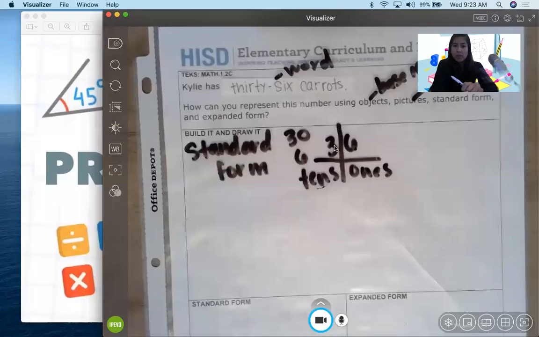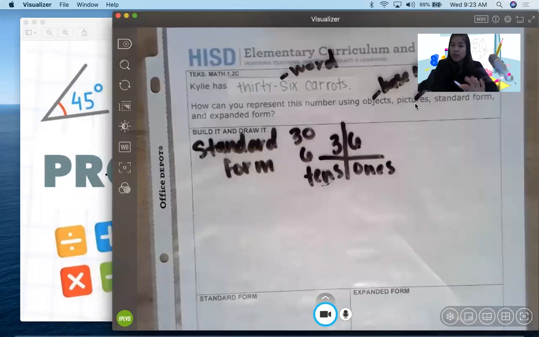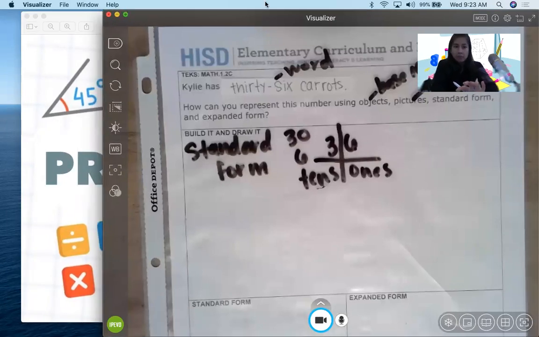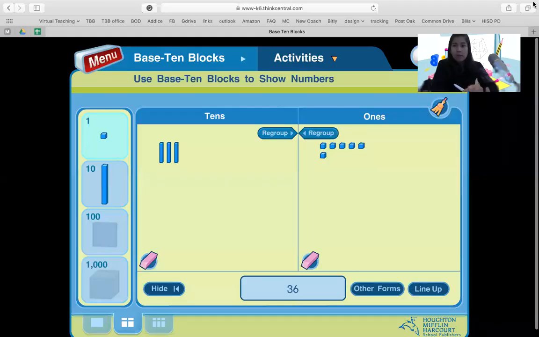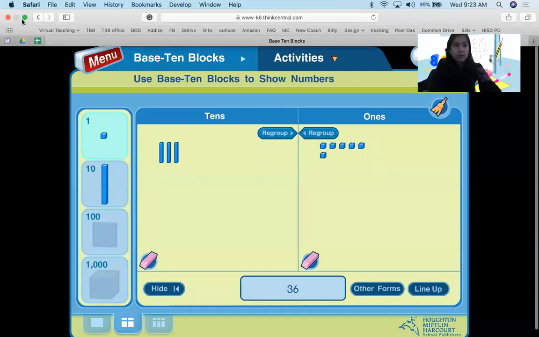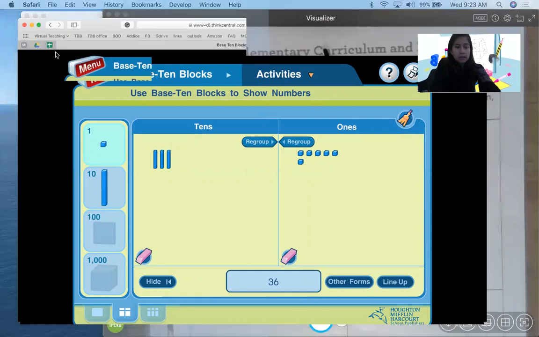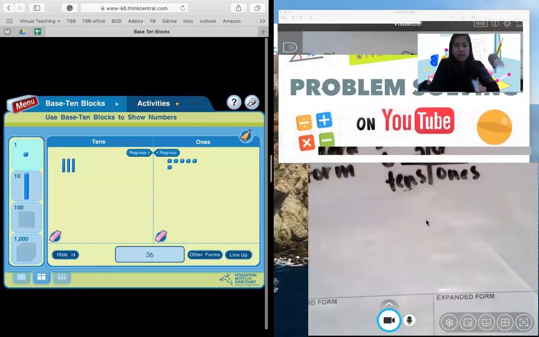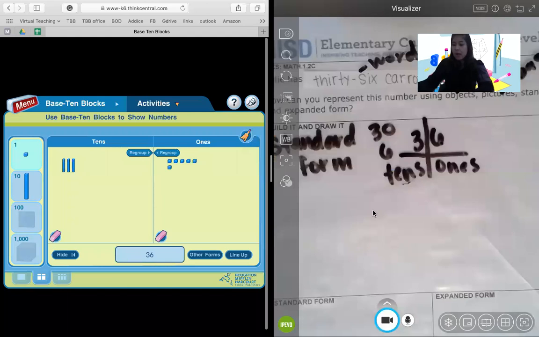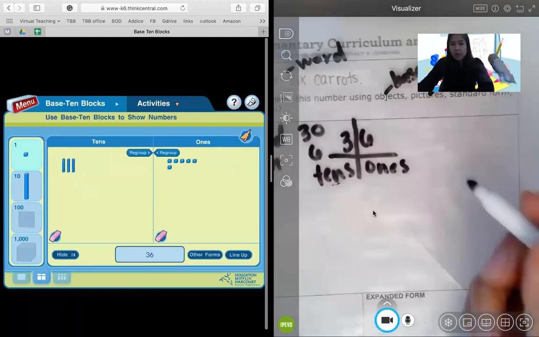We used base 10 objects to represent the number. Now let's go ahead and turn it into our picture. You ready? So let me go ahead and minimize this. All right, and let's put these side by side. You ready? All right, here we go. Now we're going to represent it using base 10 blocks.